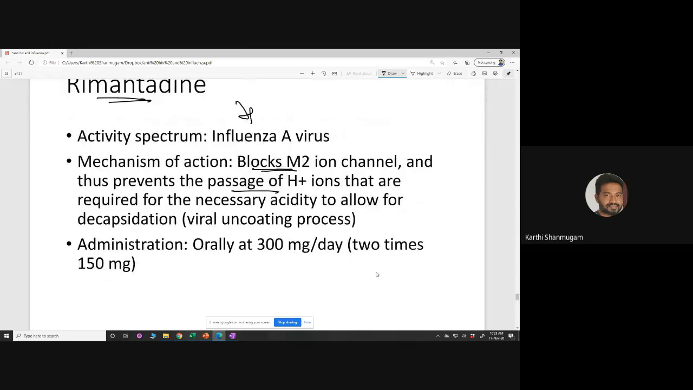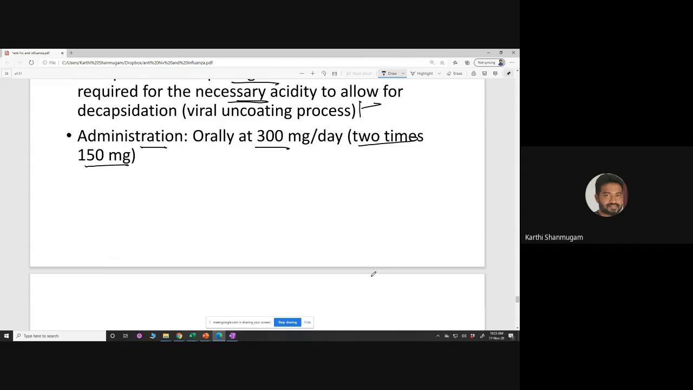If we block the M2 ion channel, which prevents the acidity that is required for decapsidation, the viral uncoating process will be inhibited. Viral uncoating will not take place. Coming to the administration of this drug molecule, it is orally administered at 300 mg per day. It is preferred to give as two doses, two times 150 mg.